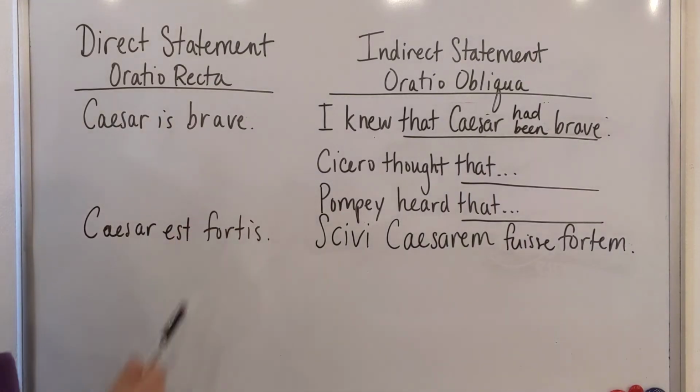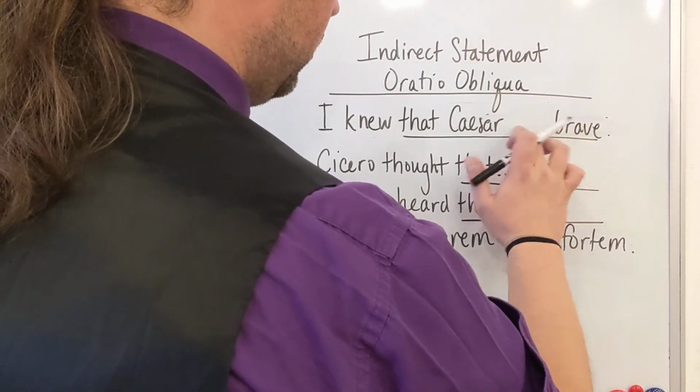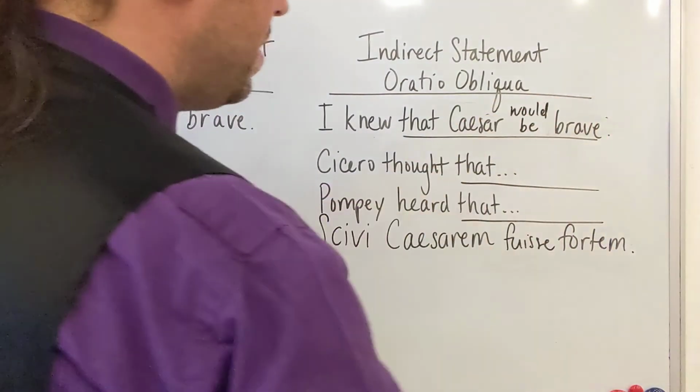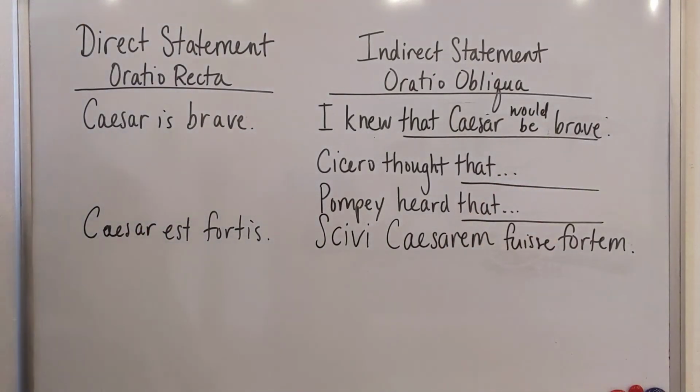Same thing with the other examples. Cicero thought that Caesar had been brave. Pompey heard that Caesar had been brave. I knew that Caesar would be brave? Yep. In English, we use would here instead of will. Cicero thought that Caesar would be brave. Cicero thought that Caesar will be brave. Kind of sounds a little off. That's why we use would. Pompey heard that Caesar would be brave.